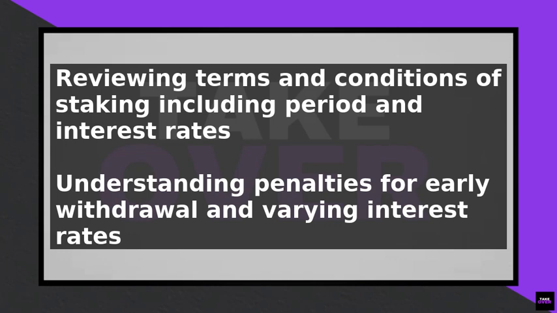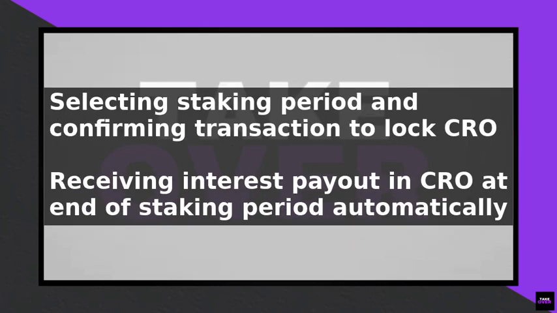You will then be prompted to confirm the transaction, and once confirmed, your CRO will be locked for the chosen staking period. It is crucial to note that staking CRO requires a minimum amount, and the interest rates may vary depending on the staking period and the amount staked. The interest is paid out in CRO, and it is automatically added to your staked amount at the end of the staking period.